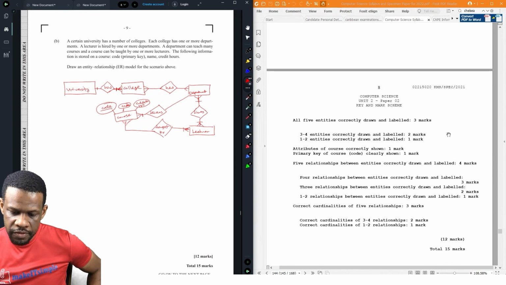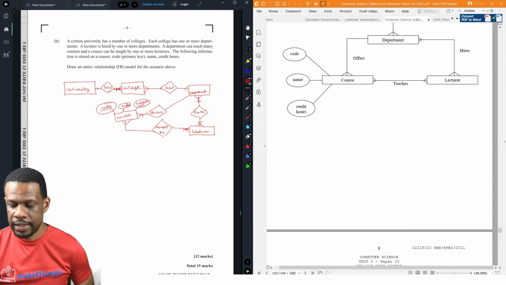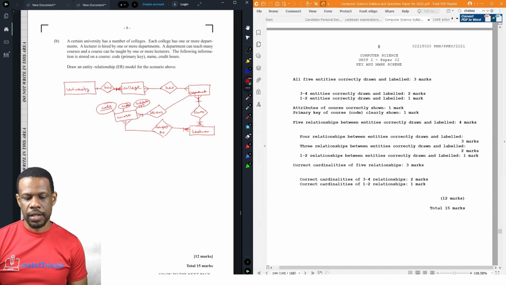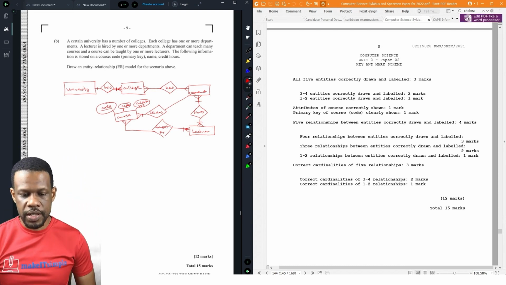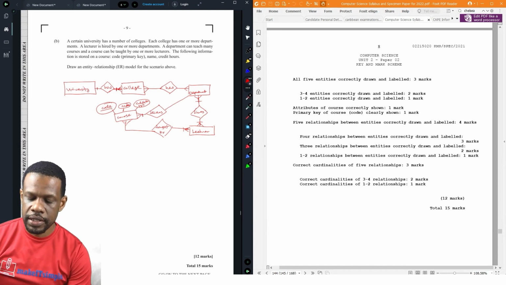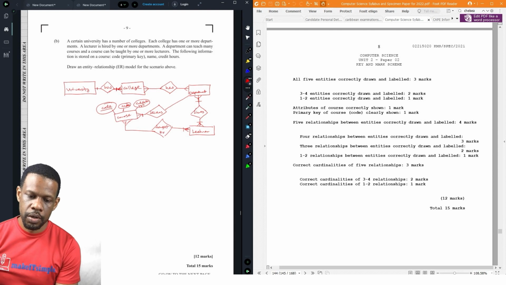Correct cardinalities of 5 relationships, 3 marks. The correct cardinalities, that will trim off a little bit because some of the cardinalities that they have in their answer don't make sense. Well, it's not consistent with how the question is stated. But again, when these questions come up, the examiners usually get to ask questions and they alter the mark scheme to make sure that they meet the proper requirements when they're going through.